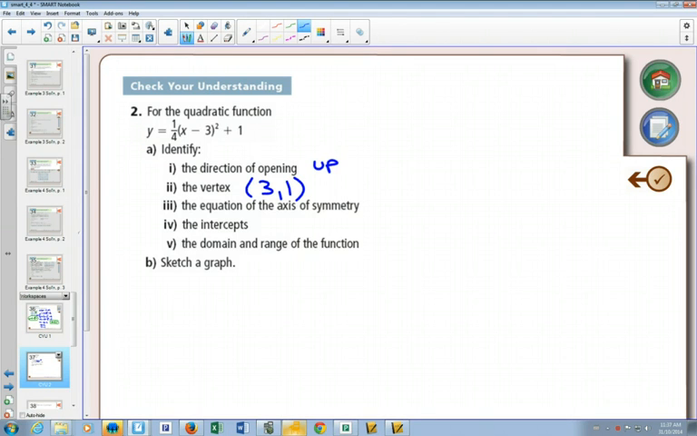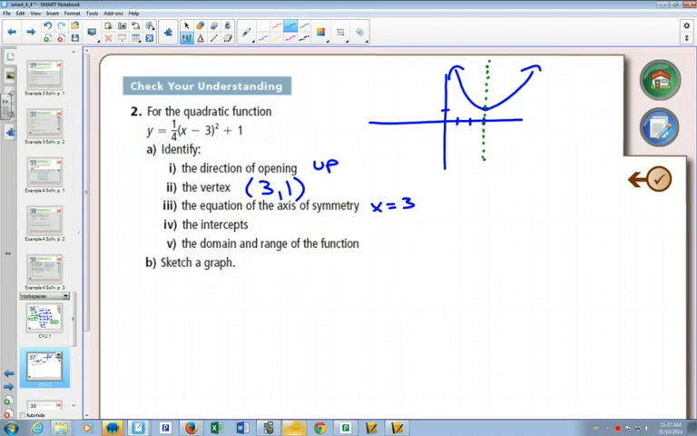Okay. So let's just quickly sketch this. You just told me that 3, 1 is our vertex. And we know it's going up. I'm just going to quickly sketch that right now. What is the axis of symmetry? x equals 3. The axis of symmetry is this line that splits it directly in half, and vertical lines are always an x equals equation, because every point on that vertical line has an x coordinate of 3.